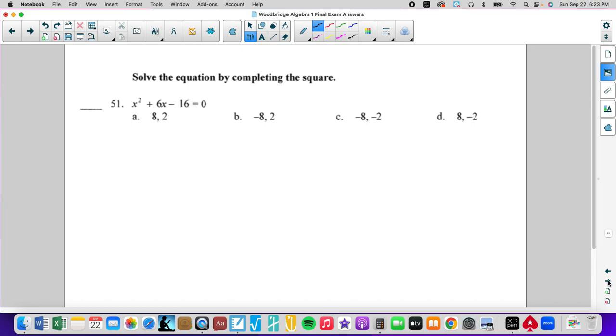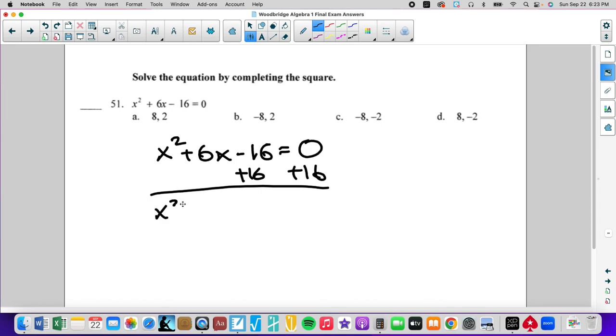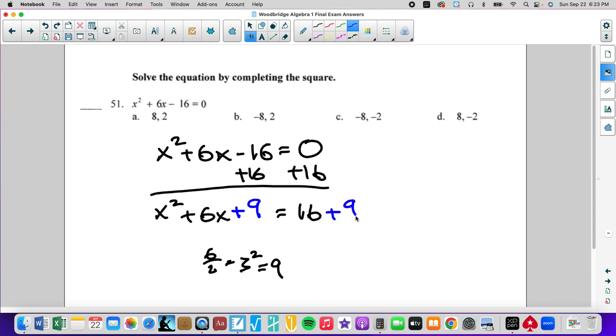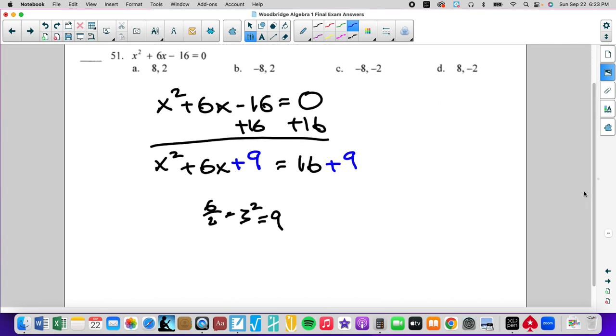Solve the equation by completing the square. Again, a somewhat complex method. We want to move the constant over because we're going to create a binomial square here. The way we create a binomial square is we take half of the b value and square it to make 9, and we're going to add 9. So this value would make it a binomial square. But what we do to one side, we have to do the other. We have to balance it.